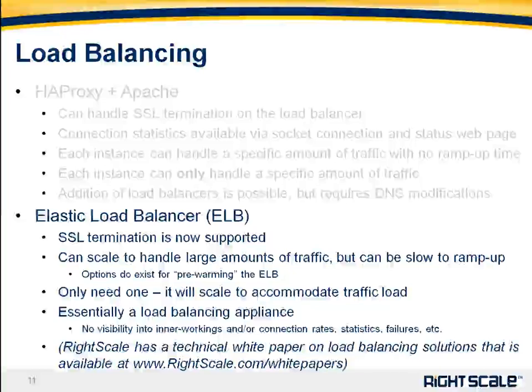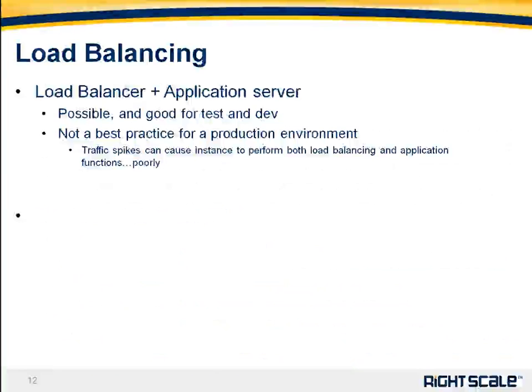If you really want to dig into the details on the tech side and know exactly what's going on behind the scenes, HA Proxy may be a better solution. If you don't need or care to worry about all that, then ELB is probably a viable solution as well. And you'll see at the end, I think the last slide or so has details on where you can get a lot of these white papers, in particular the load balancing one. And as you see there, it's at rightscale.com/whitepapers.